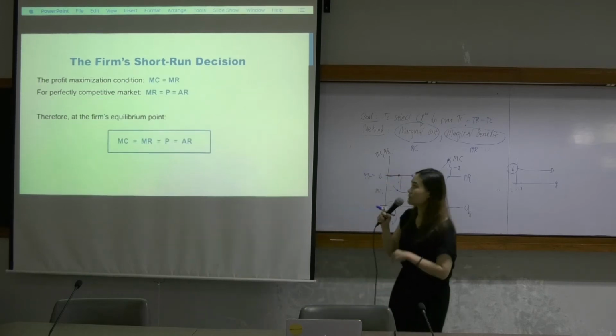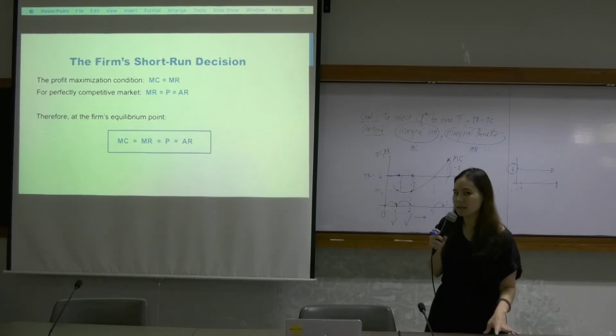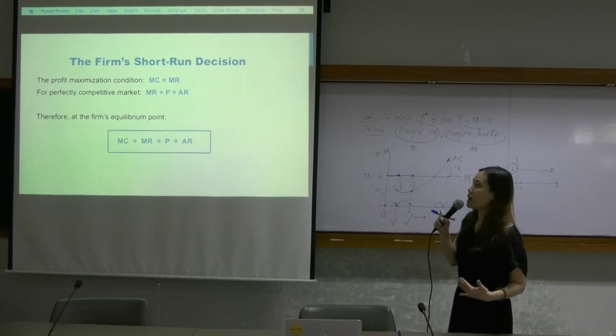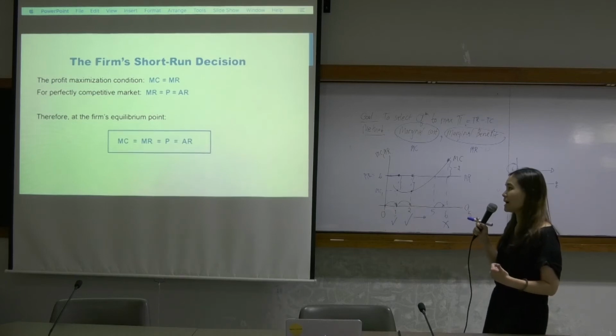So that is already the firm's outcome. Okay, the decision has been made: 5 units of output. So as a result of the firm's decision, what do we know about the market?